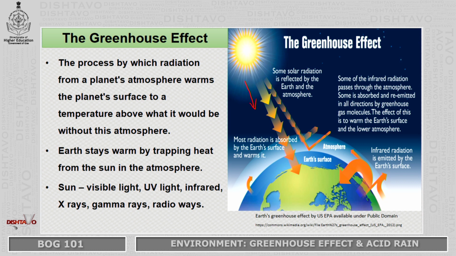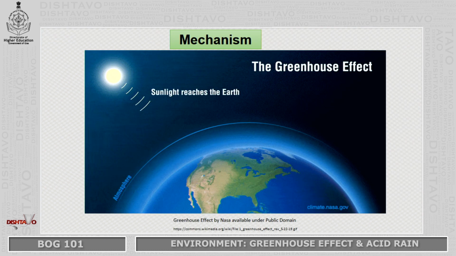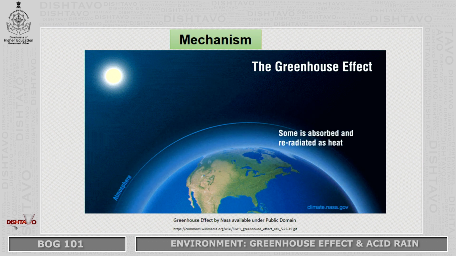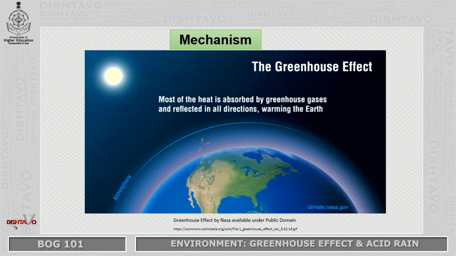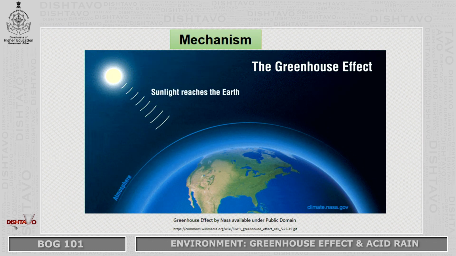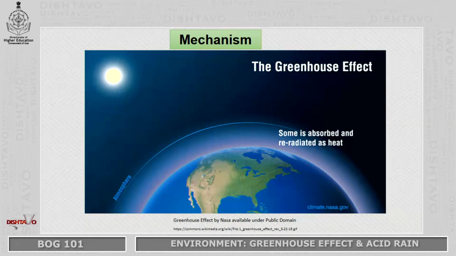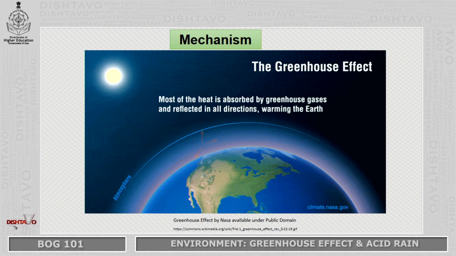The infrared radiation that is emitted by the earth also warms up the atmosphere, and as I have said, this is very important for our survival. So this is how it happens. Let us see this mechanism. The sunlight reaches the earth and some energy is reflected back, and this reflected energy goes in all types of directions because of the greenhouse gases. The greenhouse gases help us to trap the heat, and this is called the greenhouse effect. As I have already said, this is very important for life to survive.